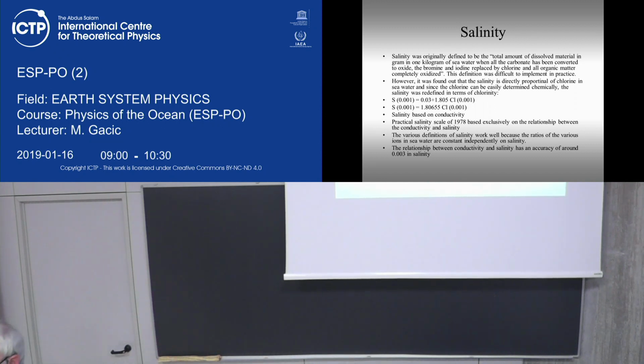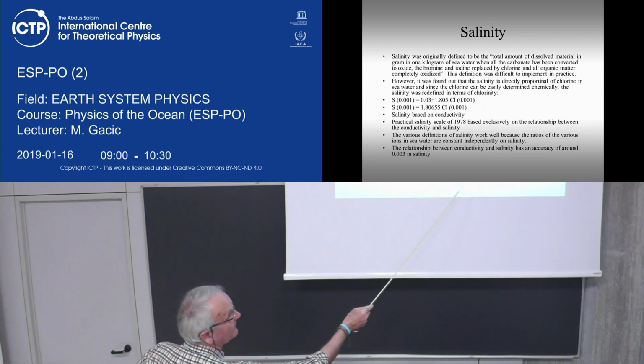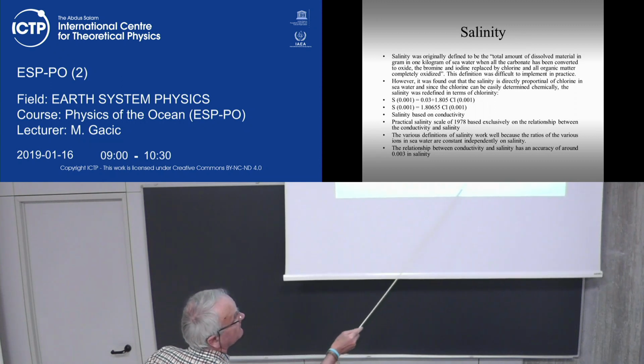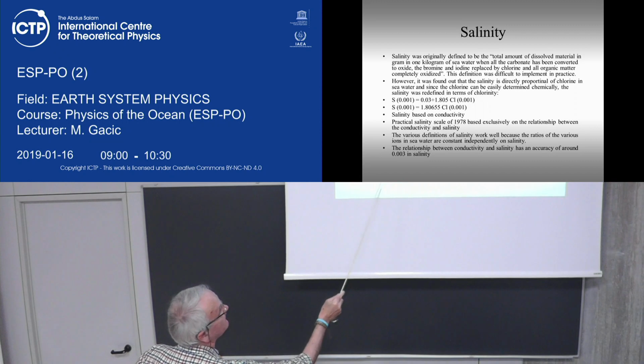And this was a huge step ahead in determining the salinity, because you put your instrument into the sea and you read directly the conductivity, instead of picking up a water sample, doing the chemical analysis and so forth. So the various definitions of salinity work well because the ratios of various ions in seawater are constant, independent of salinity. This is what it says here.